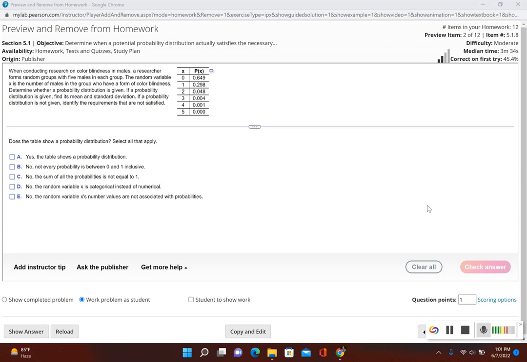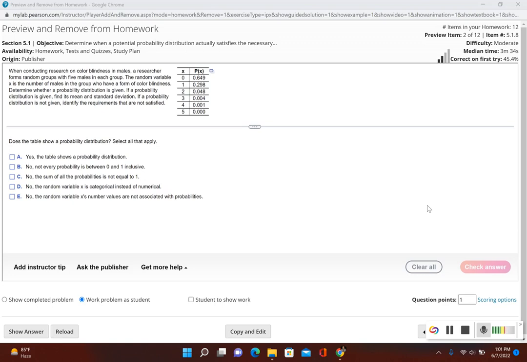random groups with 5 males in each group. The random variable x is the number of males in the group who have a form of color blindness. Determine whether a probability distribution is given. If a probability distribution is given, find the mean and standard deviation. If a probability distribution is not given, identify the requirements that are not satisfied.